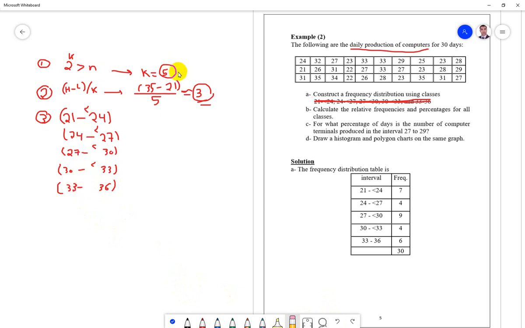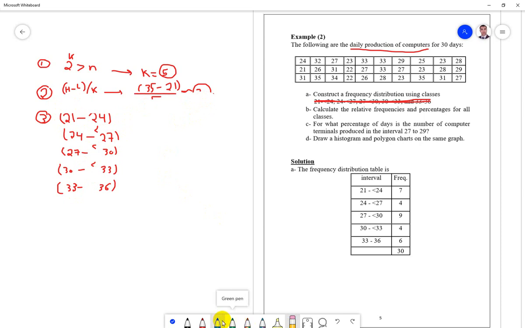So step 1, find the number of classes. Step 2, find the class width or length: maximum minus minimum divided by the number of classes, and approximate it to a convenient number. I prefer to have an integer value or any convenient number in that case. So those are the classes that we have. That's step 3. Steps 4 and 5, you construct the frequency table. For each class, you count how many values you have. So now you can use these classes to construct the frequency table.